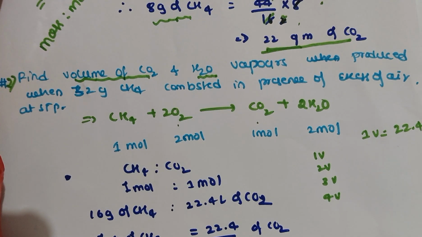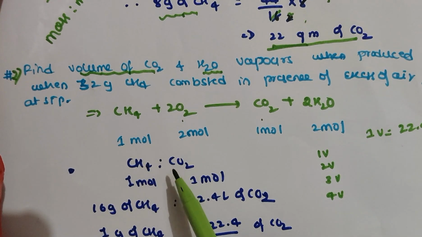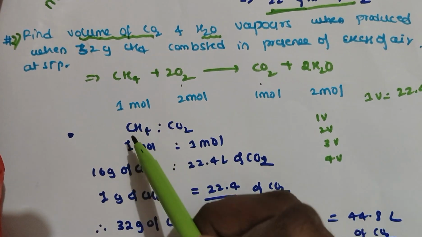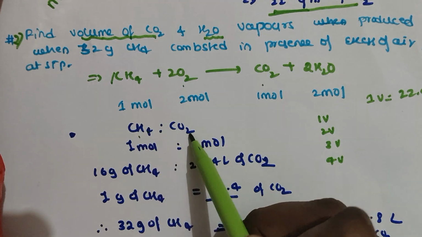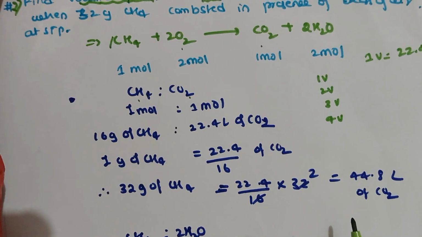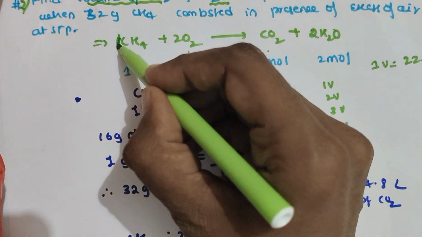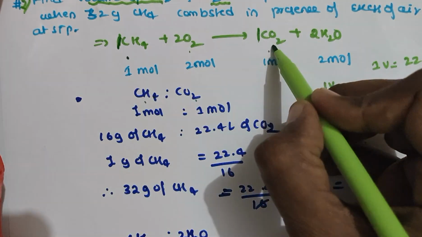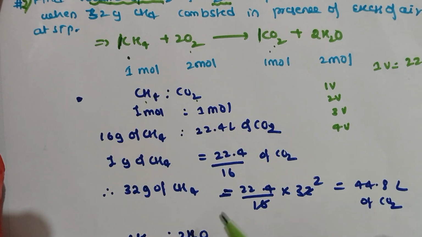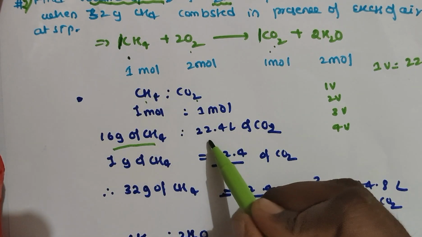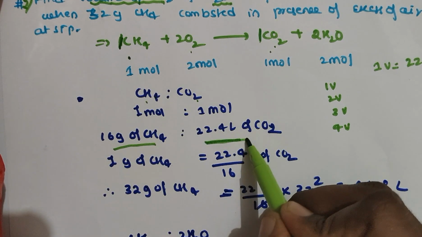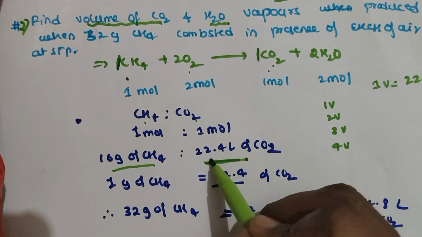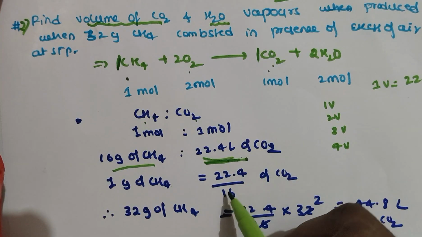For that we write the relation between CH4 and CO2, means we consider only the CH4 and CO2 ratio. Again 1 mole of CH4 gives 1 mole of CO2. Any doubt? No doubt, because here the stoichiometric coefficient is 1, and here also 1. Is this clear? Therefore 16 gram of CH4 gives 22.4 liter of CO2. This is the standard volume.